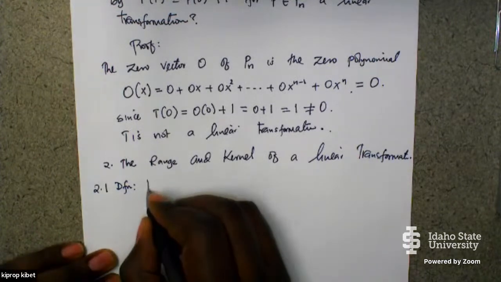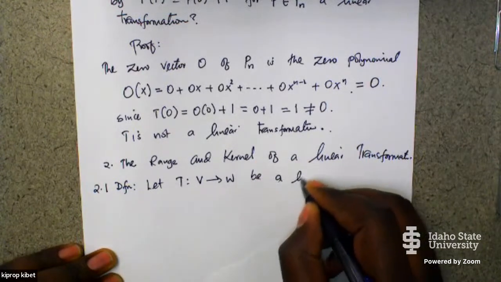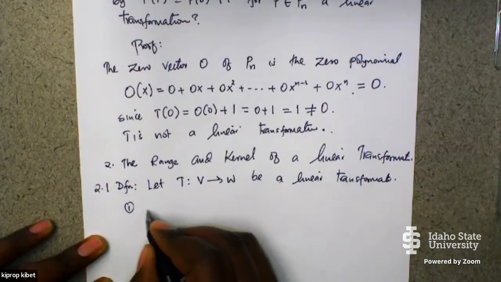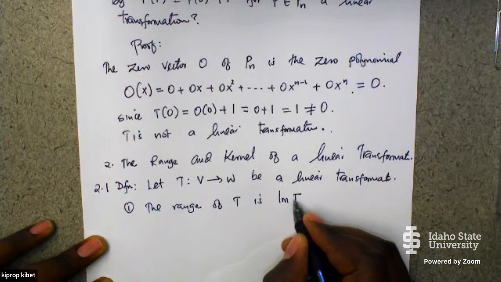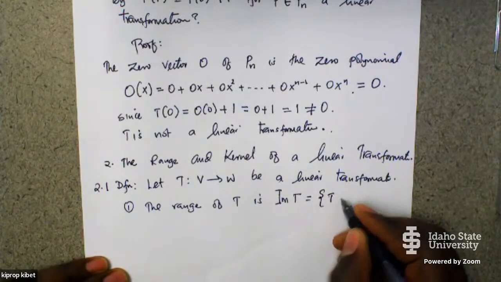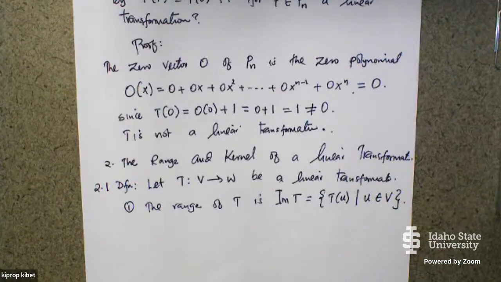So we said, if we let T from V to W be a linear transformation, then number 1, the range of T is the image of T, which is equal to T of U, where U is in V. So if we have this transformation from V to W, then the image is in W. And that image is actually T of U.